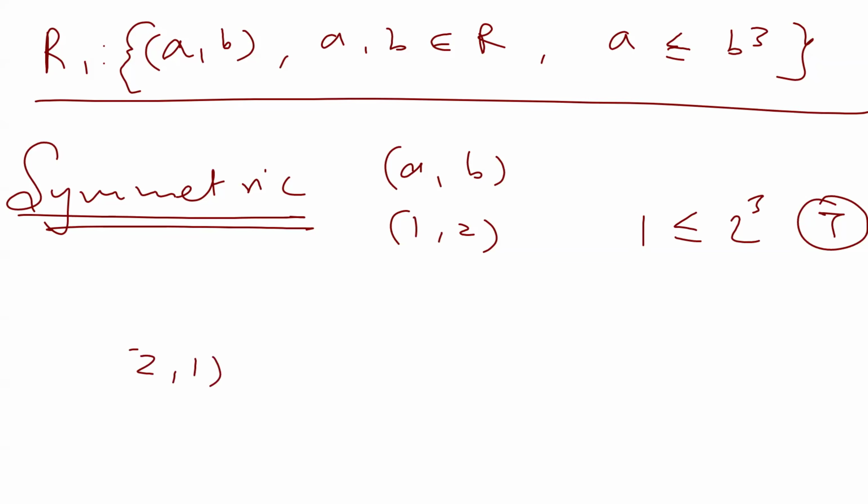Now let's take 2 comma 1. This is A and this is B. So 2 is less than or equal to 1 cube. Is this true? No. So it fails. So remember this particular example. Even if one example fails, the entire category fails. So it's not symmetric.